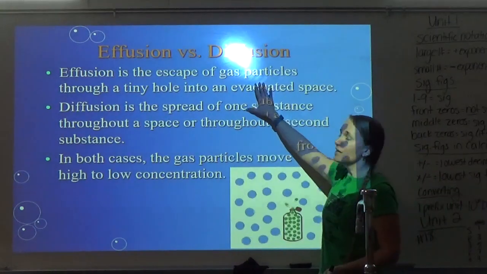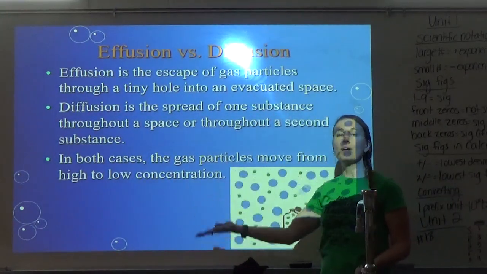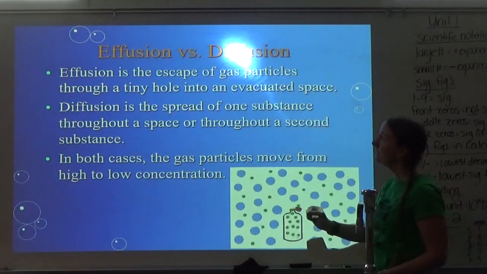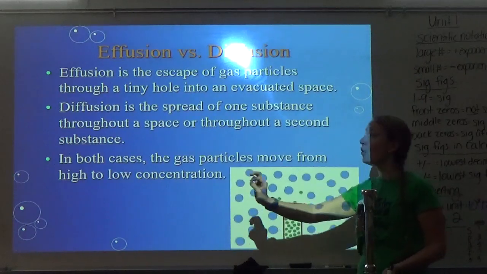In both cases, gas particles move from high to low concentration. So a lot of people think these are opposites. Diffusion is from high to low, so effusion must be low to high. They're both high to low, it's just effusion is specifically when the gas escapes through a tiny hole into an evacuated space.